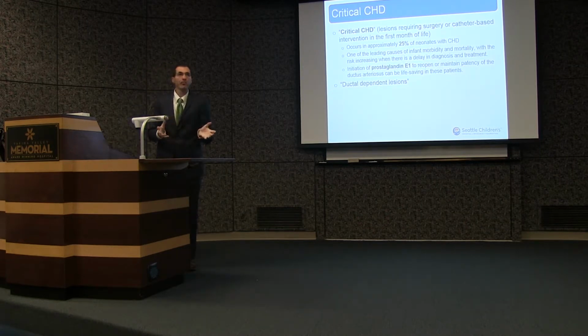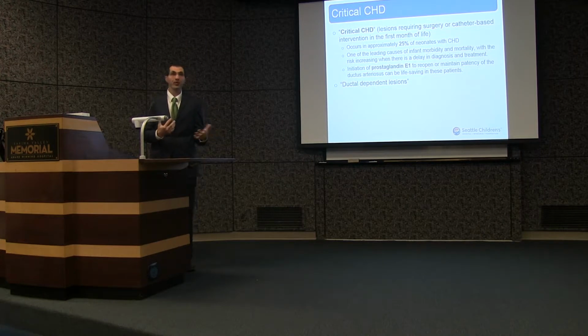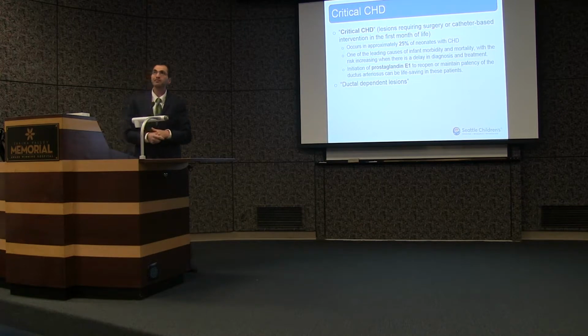I think one of the most important takeaways in this presentation is the concept of critical congenital heart disease, because that's what we're really targeting with the screening. So what defines congenital heart disease as critical? It's any lesion that requires some intervention, whether surgical or catheter-based, within the first month of life. So typically, the actual strict definition is 28 days, but essentially within the first month of life.